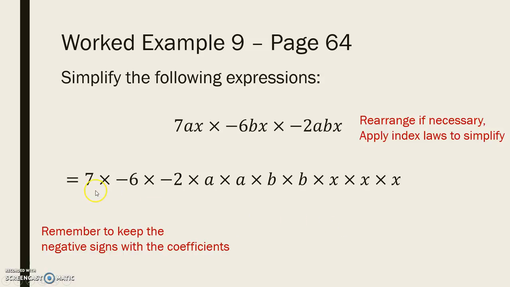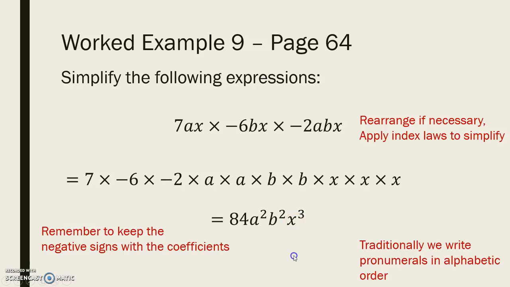So first thing, 7 times 6 is 42, times 2 is 84. We've got a negative multiplied by a negative is positive, times another negative, times positive is positive. So that's 84. And we have a times a is a squared, b times b is b squared, x multiplied by itself 3 times is x cubed. And traditionally we put them in alphabetic order for those pronumerals. One of those conventions we use in mathematics.